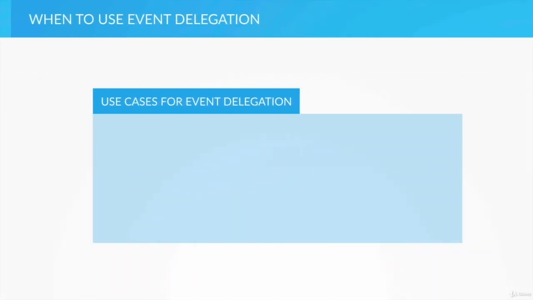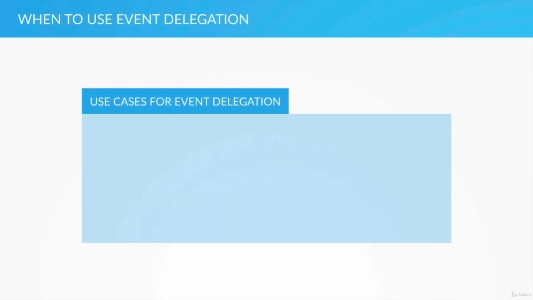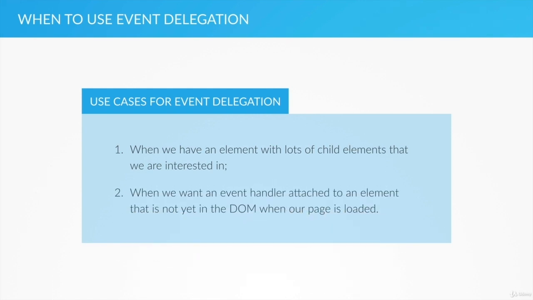So let's see. There are basically two big use cases for event delegation. And the first case is when we have an element with lots of child elements that we are interested in. In this case, instead of adding an event handler to all of these child elements, we simply add it to the parent element and then determine on which child element the event was fired. And the second use case for event delegation is when we want an event handler attached to an element that is not yet in the DOM when our page is loaded. And that's of course because we cannot add an event handler to something that's not on our page.